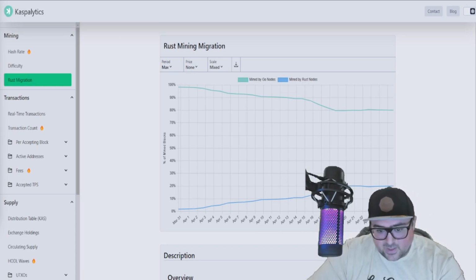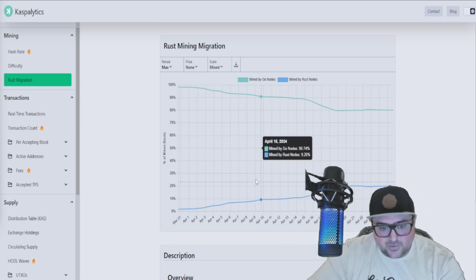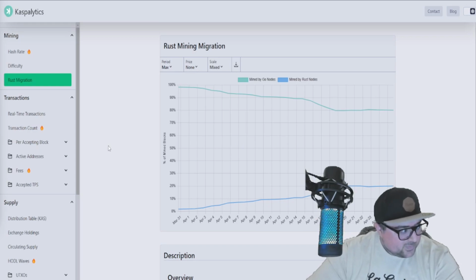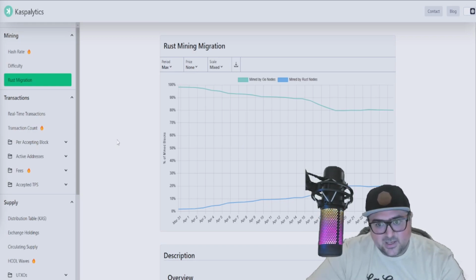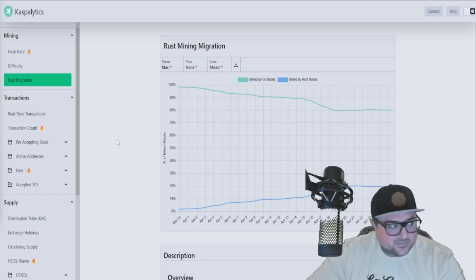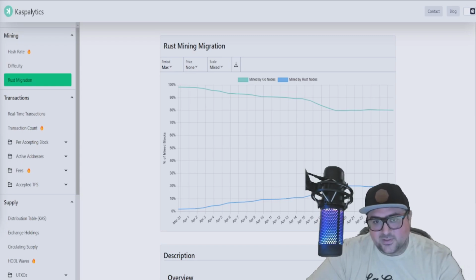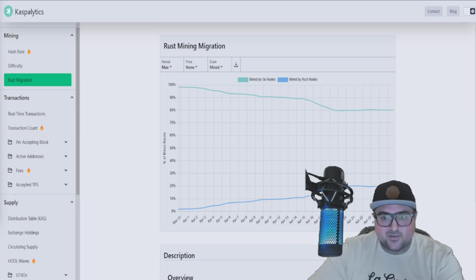Also, the importance of Rust hitting 51% over Golang is that it can demonstrate milestones being hit, right? Showing that Kaspa is increasing in its technology and performance through the milestones that it's trying to achieve. It's showing that Kaspa is bringing itself closer to the goals and visions that it's set for itself.